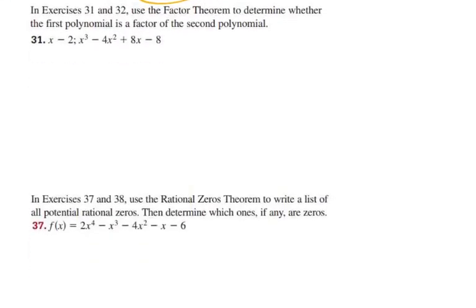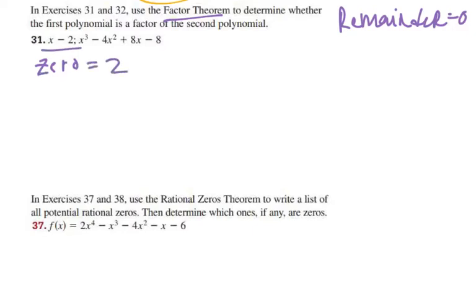The next one, they want you to use the factor theorem to determine whether the first polynomial is a factor of the second polynomial. So the factor theorem is technically the remainder theorem. We just are looking for a remainder of 0. Because if the remainder equals 0, then whatever we've put in there is in fact a factor, because there's no remainder. So if our factor is x minus 2, our zero is 2. And so we just need to plug in to x cubed minus 4x squared plus 8x minus 8. We just need to plug in a 2 for all of these x's.